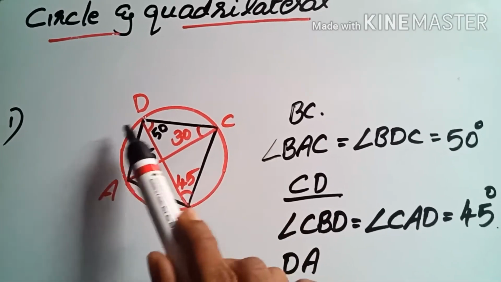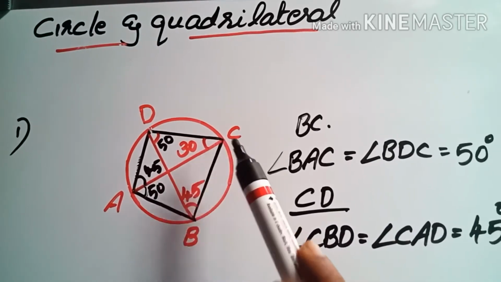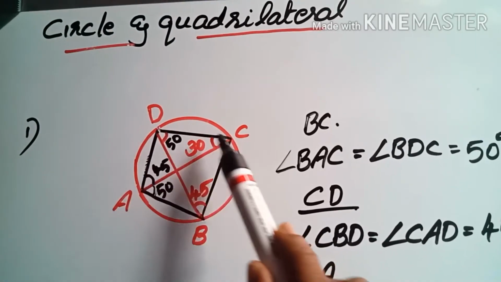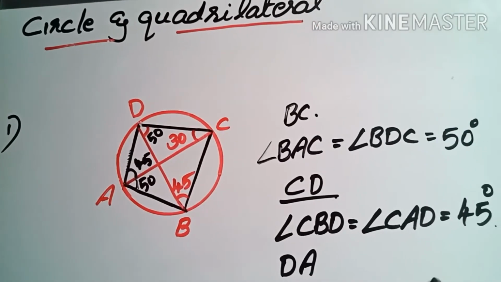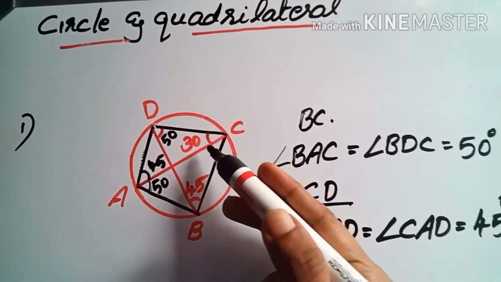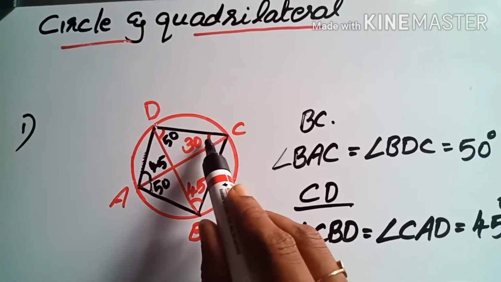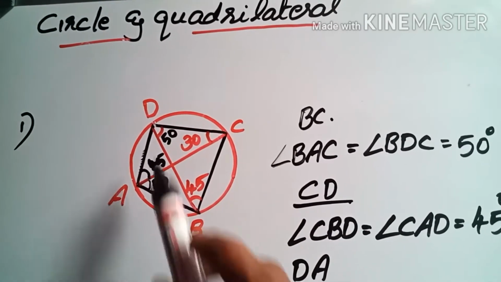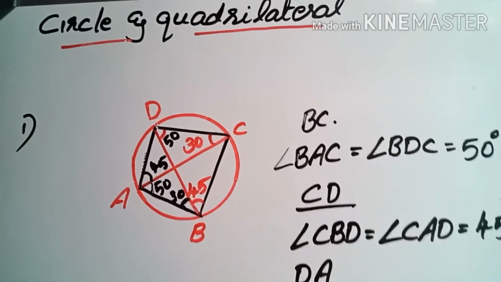DCA. You have to check the starting and ending point, and that third vertex must be on the circle. So next is DCA. Now angle DCA is given. What is that? 30 degrees. So these two will be 30 degrees. This is 30 degrees, which means angle DBA will also be 30 degrees.